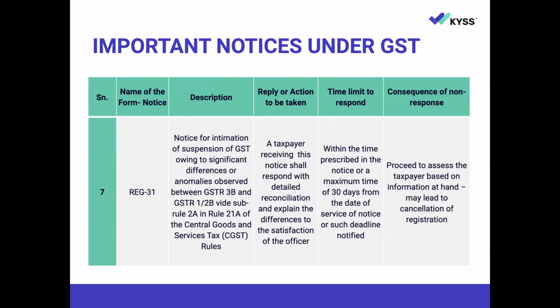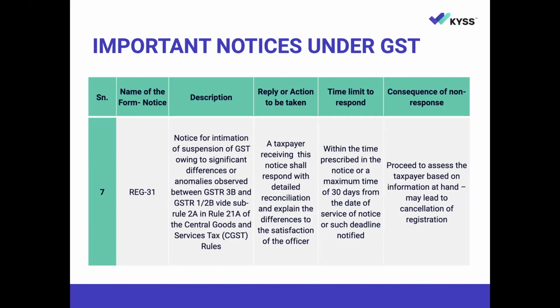Another form of notice is the REG 31, again going to be quite a common notice that we can see in the coming months and in the coming years. If there is a significant data mismatch that the department is observing between the GSTR 3B and the GSTR 1, or the GSTR 3B and the GSTR 2B for input tax credit, the department can send a notice to suspend the GST till such time that the taxpayer explains the differences.